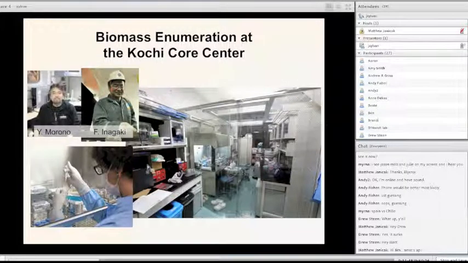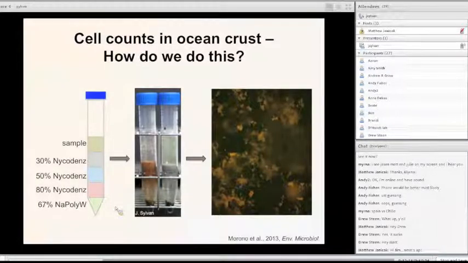JAMSTEC is kind of like a national lab in Japan, and one of the reasons that their method is so successful is they have this really wonderful setup where you can see here, this is a clean room where all they do is cell counts, and you wear a mask and gloves and jackets, and the air is filtered, and so it allows you to get really low detection limits.